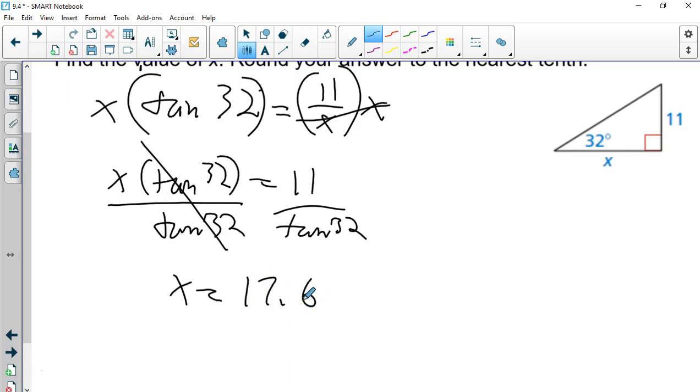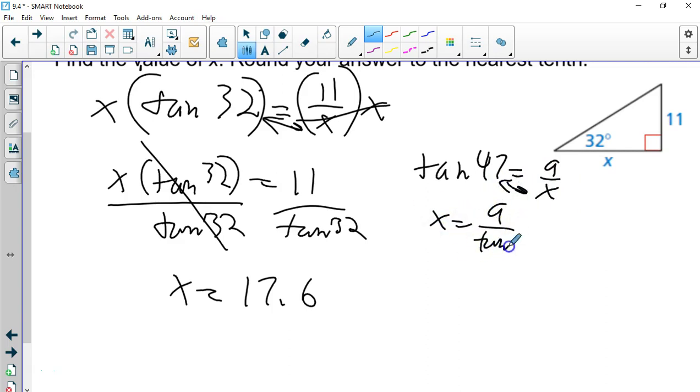Now, what was the shortcut? Shortcut is basically whenever x is on the bottom of your fraction, these two can just switch places. Okay? So for example, you don't have to write this down. If I had tangent of 47 equals 9 over x, I can just switch places here. x equals 9 over tangent of 47. And type that in my calculator and I'm done. So whatever way is comfortable for you, go ahead and do that.